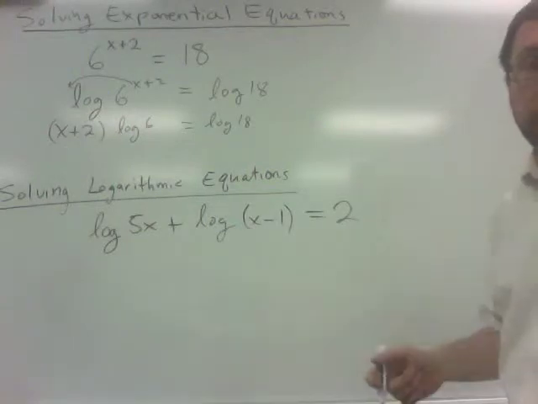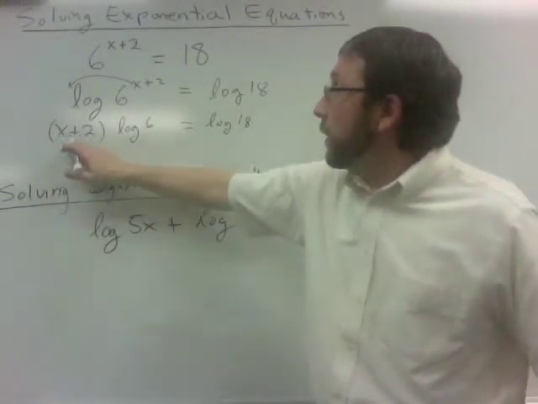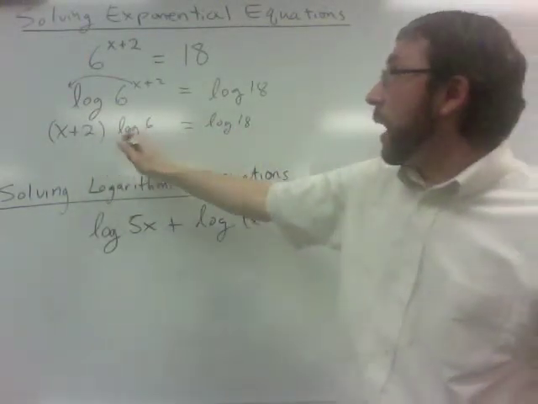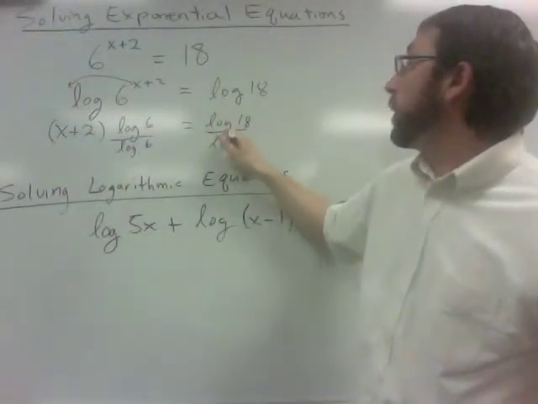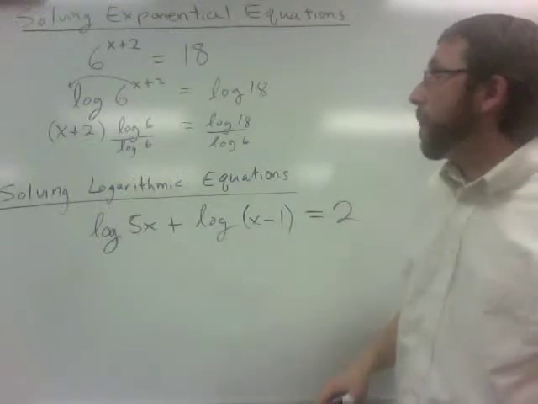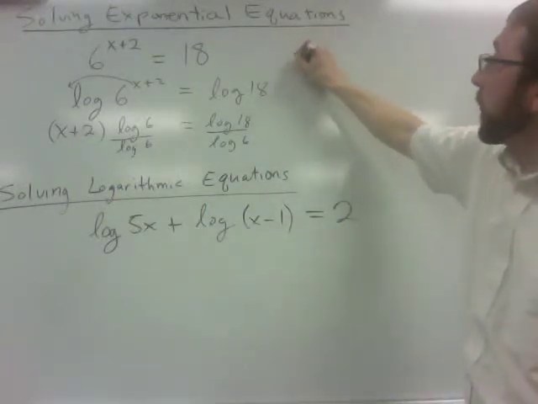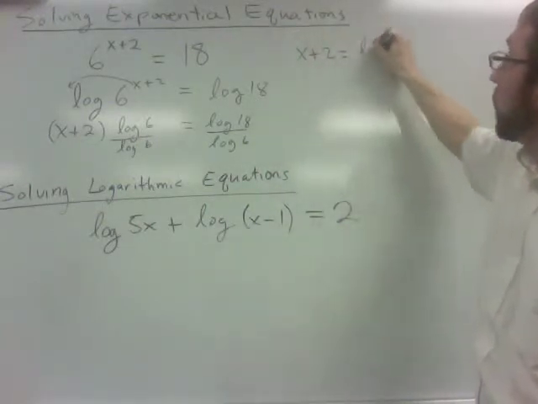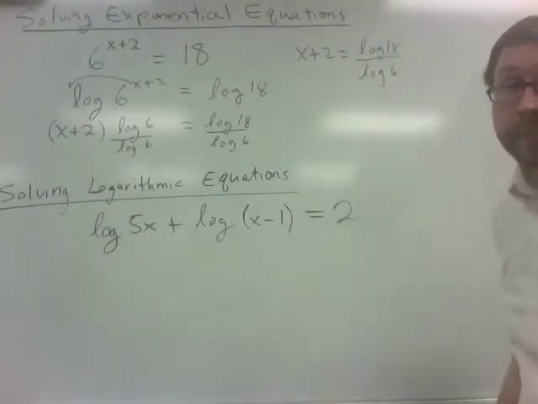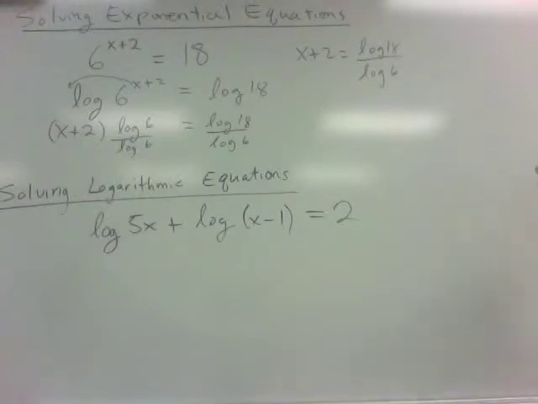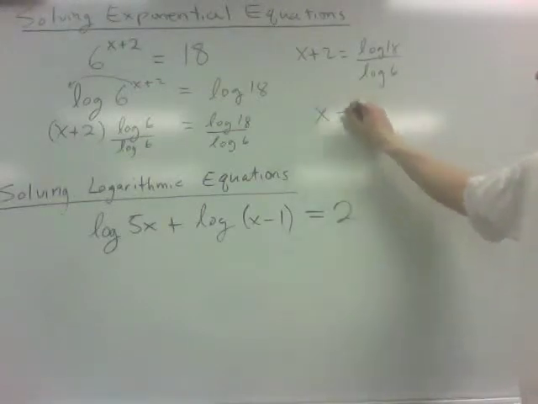Once you get that far with the question, there's only a couple more steps left to do. One is to get the log of 6 to the other side. So you divide both sides by the log of 6, which would give you x plus 2 equals the log of 18 divided by the log of 6. And then subtract 2 from both sides.